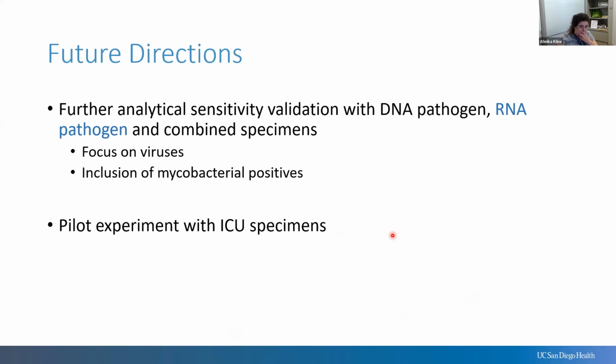So our future direction is analytical sensitivity validation with DNA pathogen, RNA pathogen, and combined specimens, with the focus really on the viruses, and then inclusion of mycobacteria, because that's a bacteria that can be really hard to diagnose because of its growth conditions and culture time. And then to ideally do a pilot experiment with ICU specimens specifically, where we know a little bit more about the specimens than just what was in them.